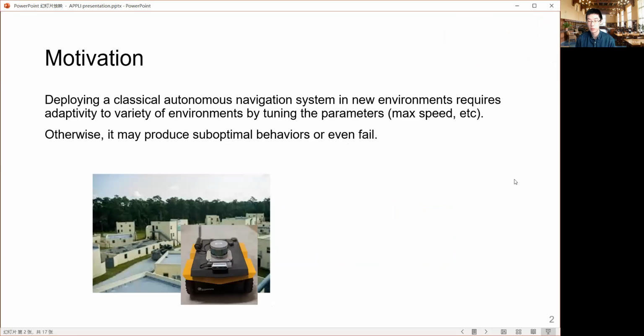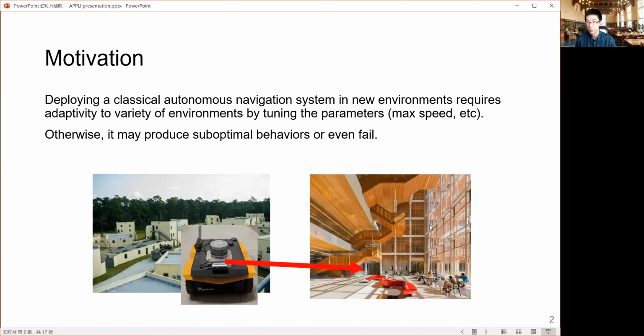So first, let's look at the motivation of our work. We hope to deploy navigation systems into different environments. However, if we use a classical navigation system, for example, optimization-based or sampling-based, whenever we deploy it to a new environment, we may need to adapt its parameters. For example, we may need to reduce the maximum speed in a more cluttered environment. Otherwise, if we keep using the same parameters, it will produce suboptimal behaviors or even fail.